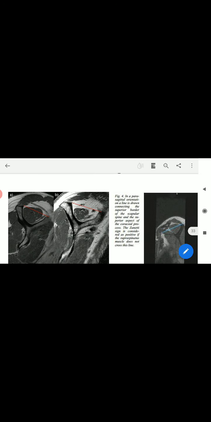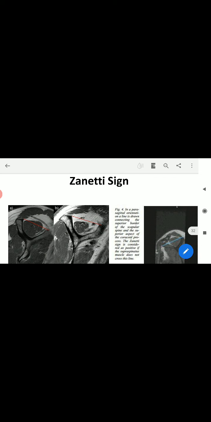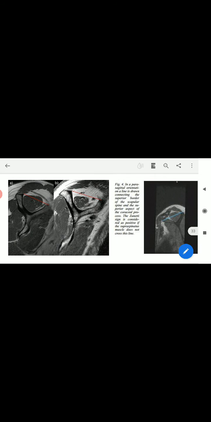And there is one sign mentioned, that is the Zanetti sign or tangent sign, drawn between the coracoid and the spine of the scapula. If the muscle crosses this line, it means the muscle content is more, and if the muscle does not cross, it means the fat content is more. This is a coronal picture of the MRI showing a complete supraspinatus tear at the insertion.